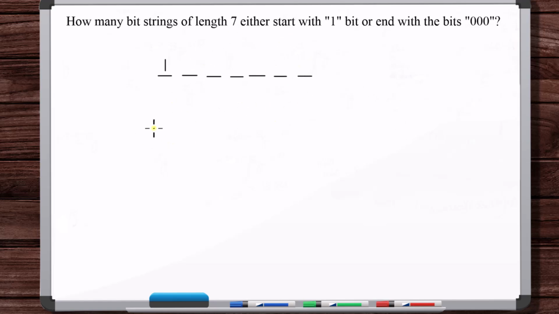And then there are bit strings that end in 0, 0, 0, and they can start with anything else. Well, yes, there is overlap here, right? You're going to have some bit strings that start with 1 that also end in 0, 0, 0. So you might say, okay, don't we have to draw a Venn diagram now? No, you don't have to draw a Venn diagram, because you could just assume that it's fully overlapping.